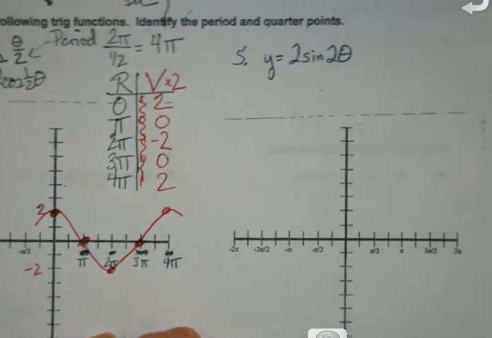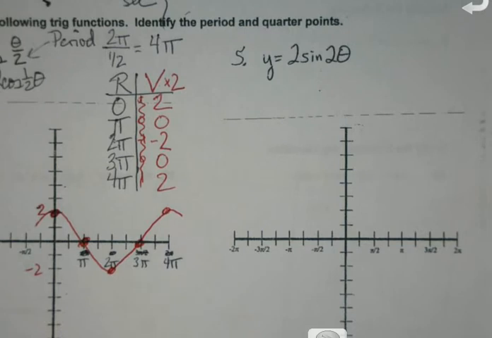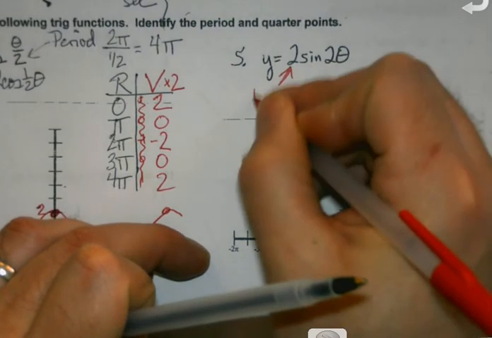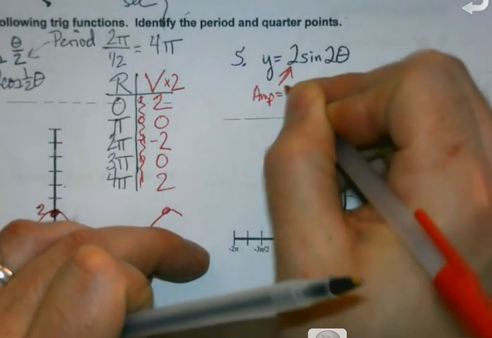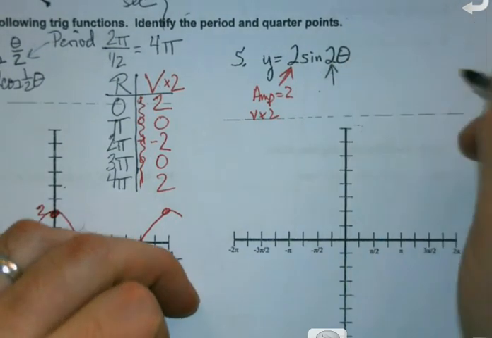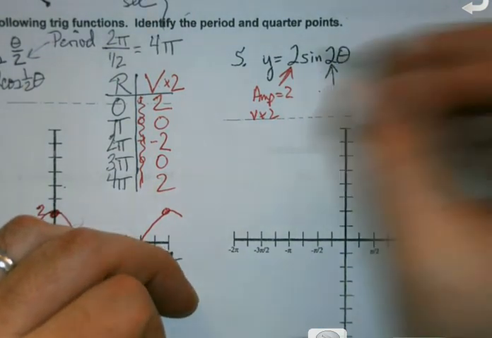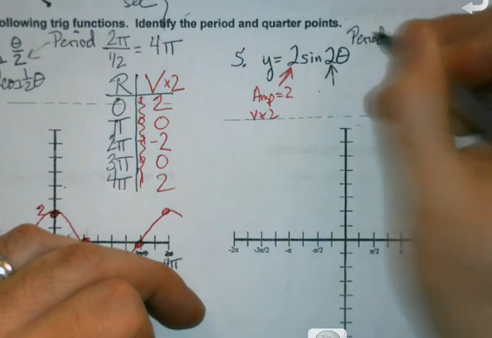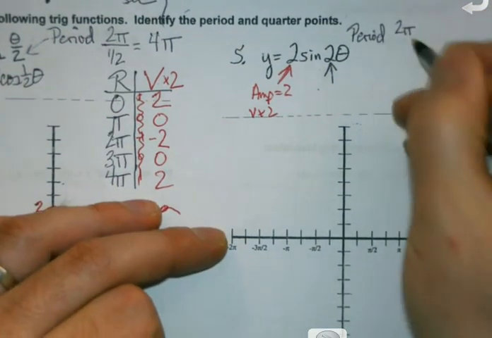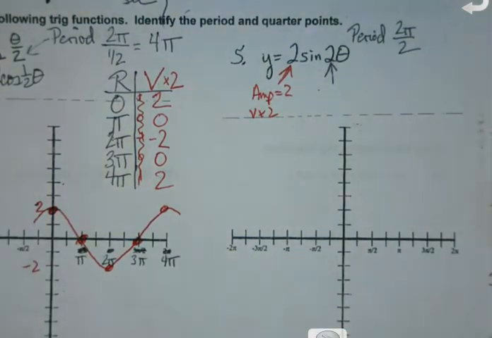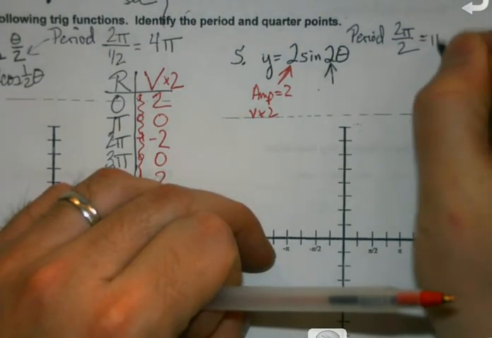Now, let's swing over here. All right, 5. What's happening this time? Okay, so my amplitude is 2. And then this time, that's dealing with my period. Now that's different than when we had the pi over 2 over there. So my period would be 2 pi divided by my coefficient in front of my theta, which is 2. Which means my period is going to be pi.